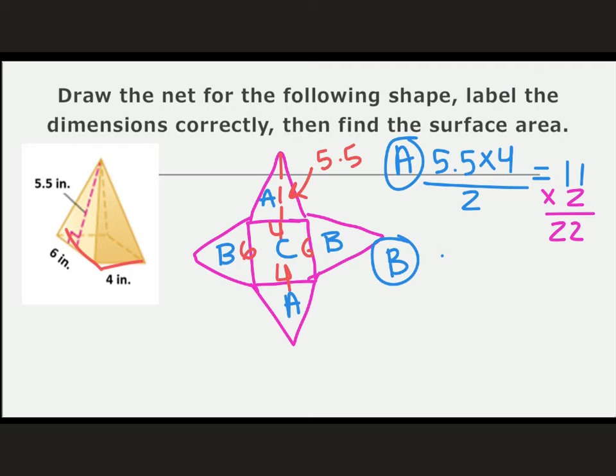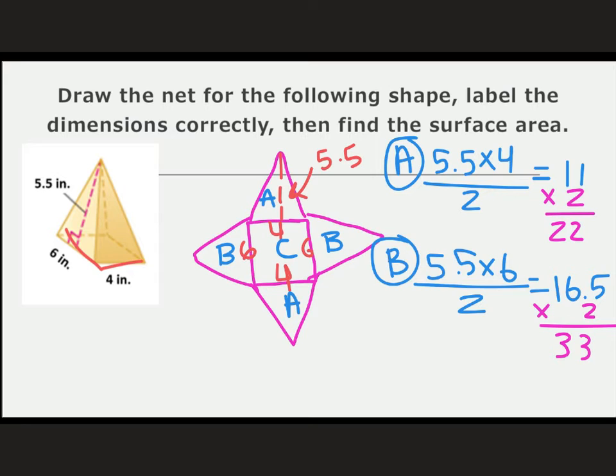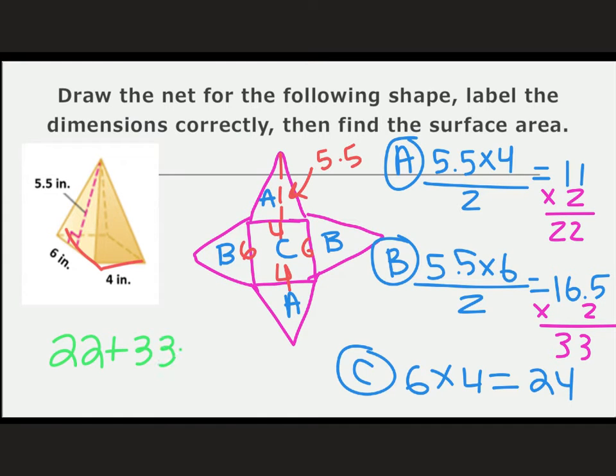Shape B, we made those our 5.5 times 6. It's a triangle, so divide by 2. Should get 16.5 when you plug that in your calculator. Again, we have 2 shape B's. Multiply by 2, you should get 33. Last but not least, shape C, just our rectangle in the middle, which is a 6 by 4 to get 24. Final step, add our numbers. So 22 plus 33 plus 24 gives me a total surface area of 79 inches squared.